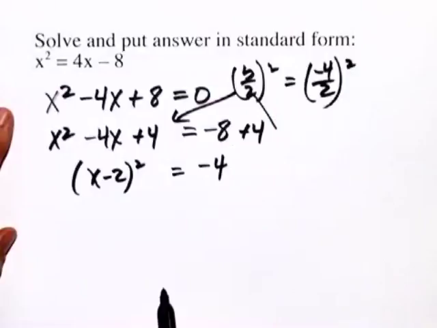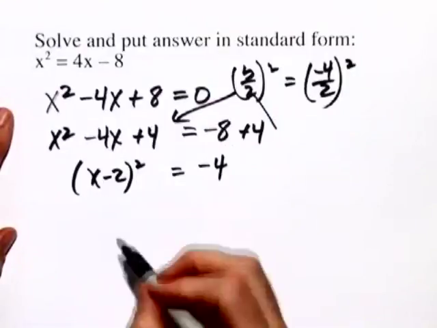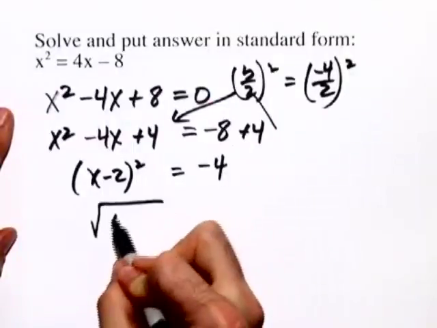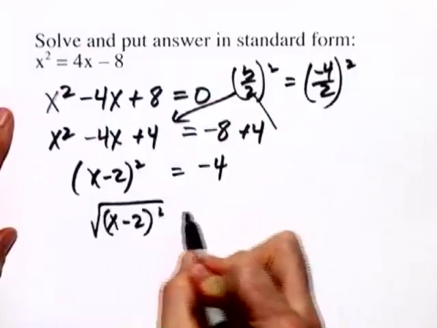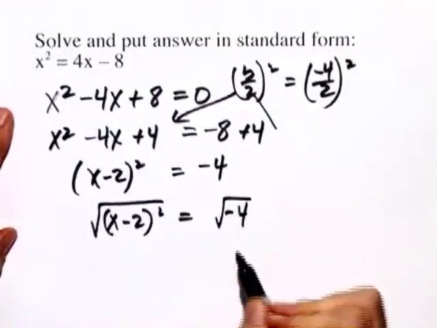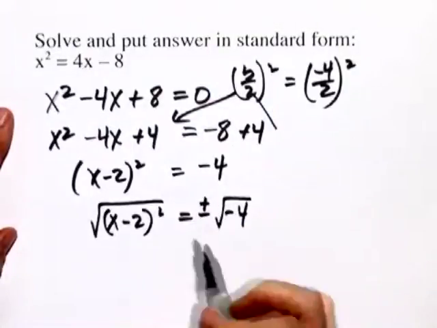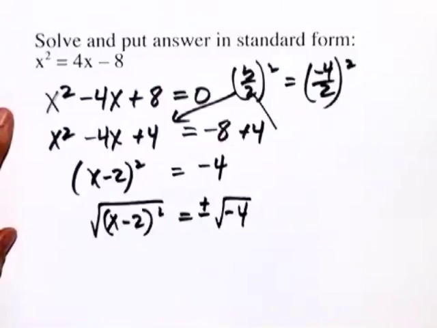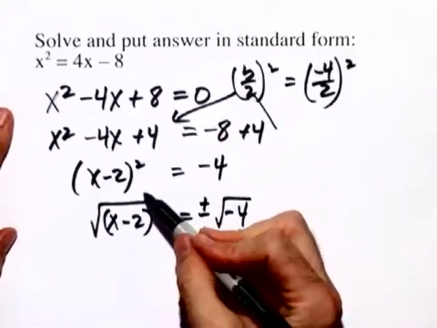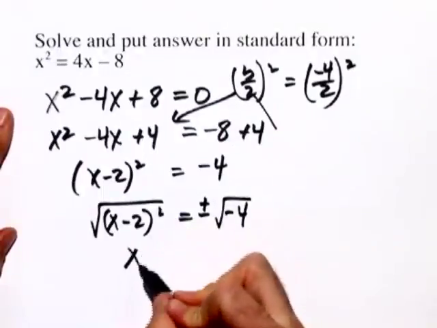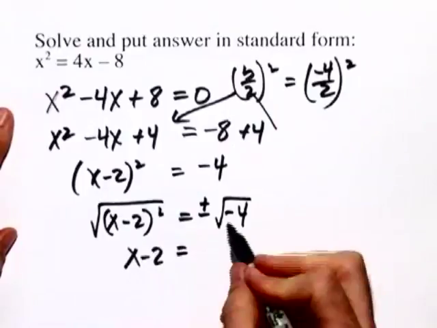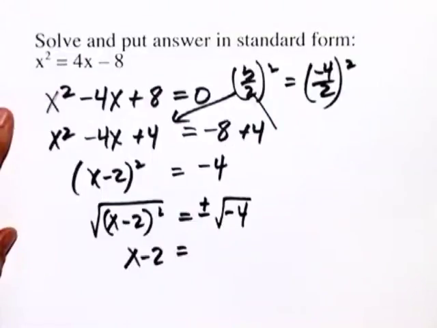Now we can solve with square roots. If we take the square root of both sides, we have the square root of (x minus 2) squared equals the square root of negative 4. But don't forget to put plus or minus in whenever you take the square root of both sides. So what happens now? Since the square root and the square are inverses, we have x minus 2 on the left and plus or minus the square root of negative 4 on the right.